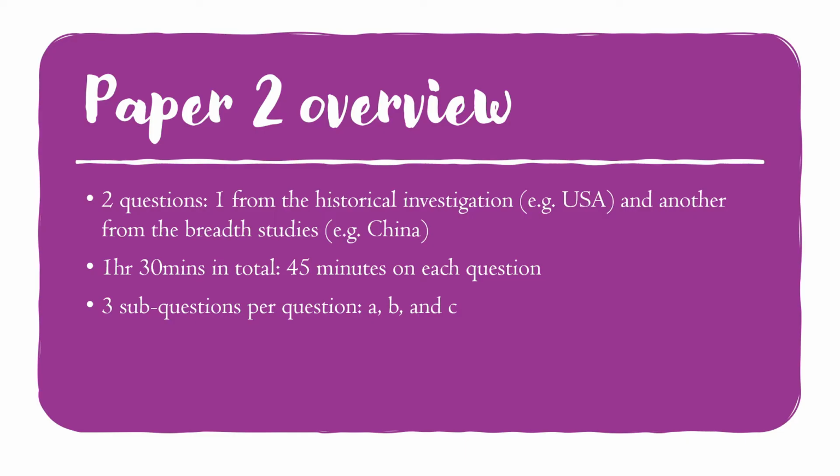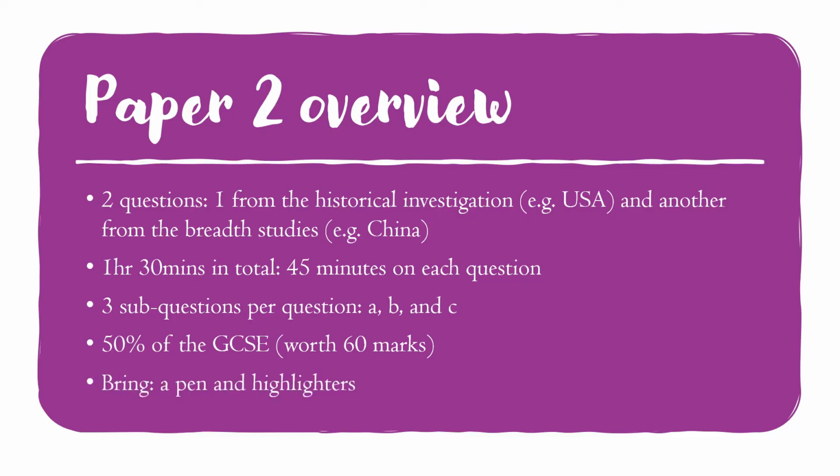You get 3 sub-questions for each of the historical investigation and the breadth study. So question A, question B, question C. I'll be looking at question A for the historical investigation in this video, and the paper is worth 50% of your GCSE, or 60 marks in total. And do bring a pen and highlighters for this, especially for paper 2, as we'll see in question B and question C. Highlighters are absolutely necessary to do well in this.